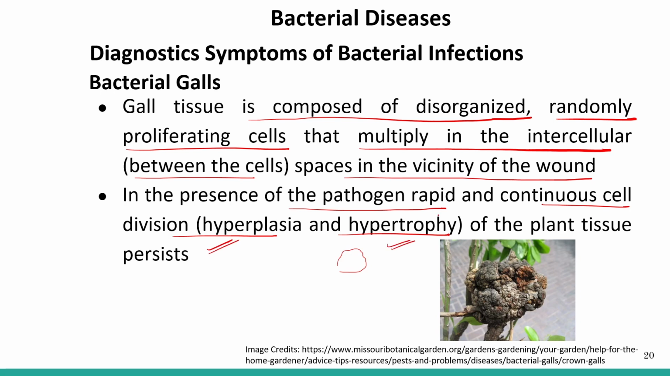So the pathogen divides rapidly in the tissue and the tissue becomes distorted. The morphology of the tissue or the organ becomes different. That is called hyperplasia and hypertrophy of the plant tissue. So here you can see this gall-like structure.